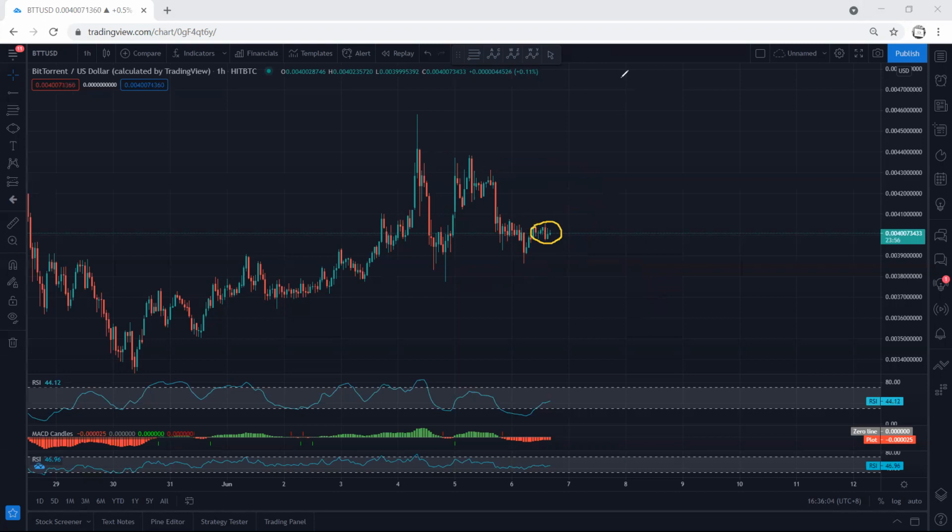We just follow it. If we need to see the continuation as a sharp move, as I explained, in this case we just follow the chart.